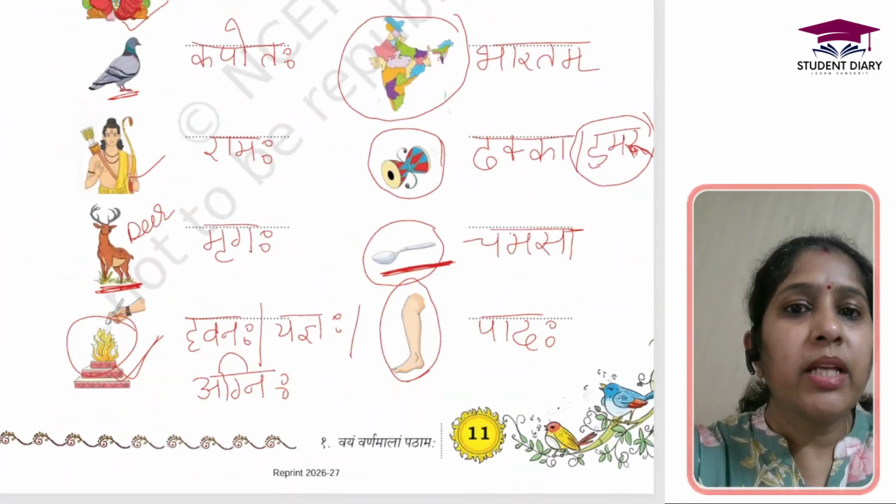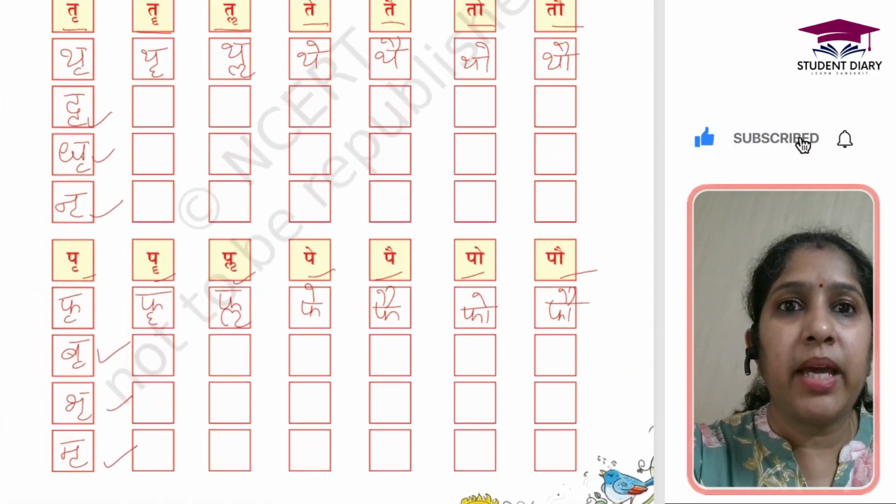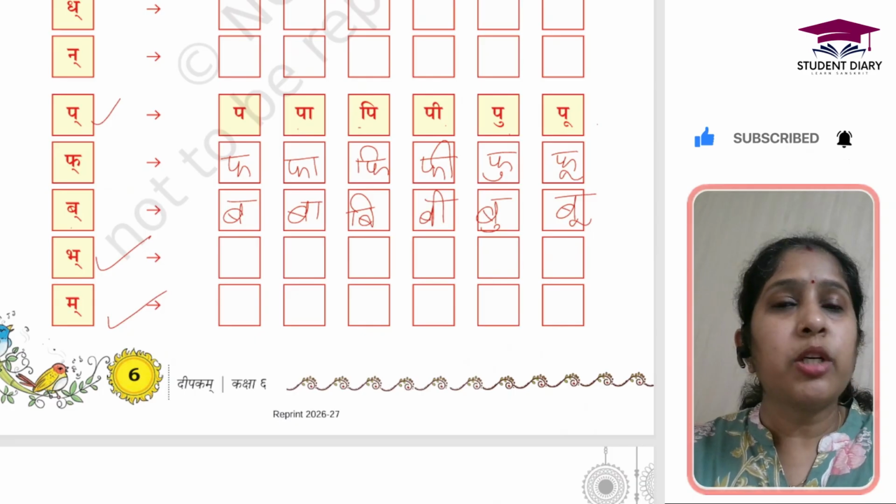Correct? I hope everyone has understood the concept of swar and vyanjan, and it is the foundation of our language. So I would suggest that you go through it again and again. The main thing is that while writing, you pronounce the letters with the help of the matras, and try to make different words.